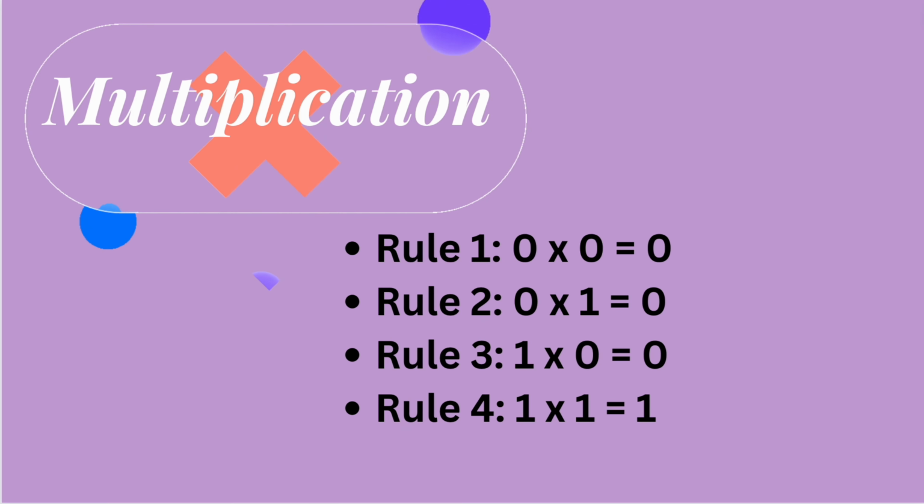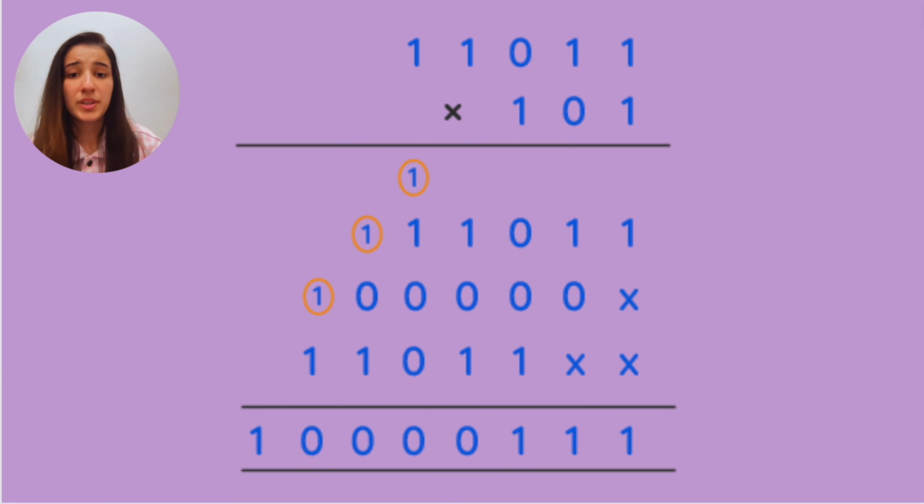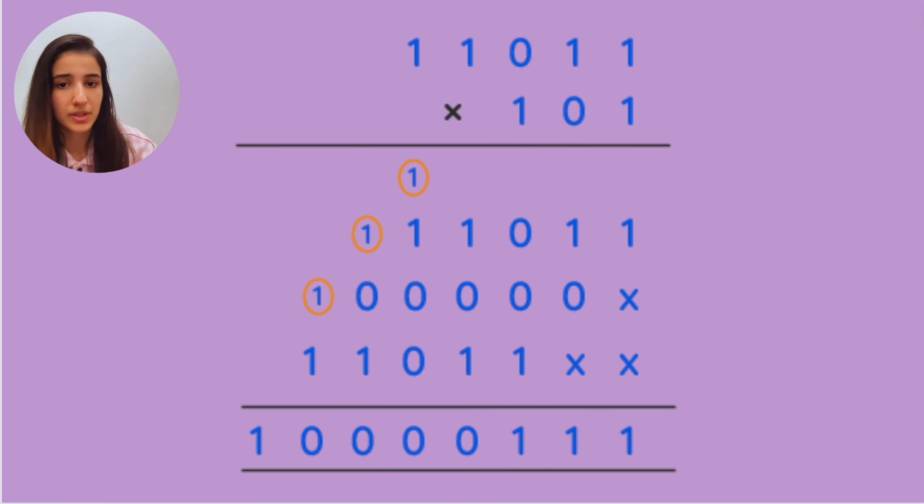Multiplication rules have absolutely no difference from the multiplication with decimals. So we will have 0 times 0 equals 0, 0 times 1 equals 0, and 1 times 1 would equal 1. Here we again position our numbers one below another and multiply them one by one. So the first number is 1, and we basically need to copy the first number. Second is 0, so we just write all zeros, and third one is 1, so we again copy the first row.